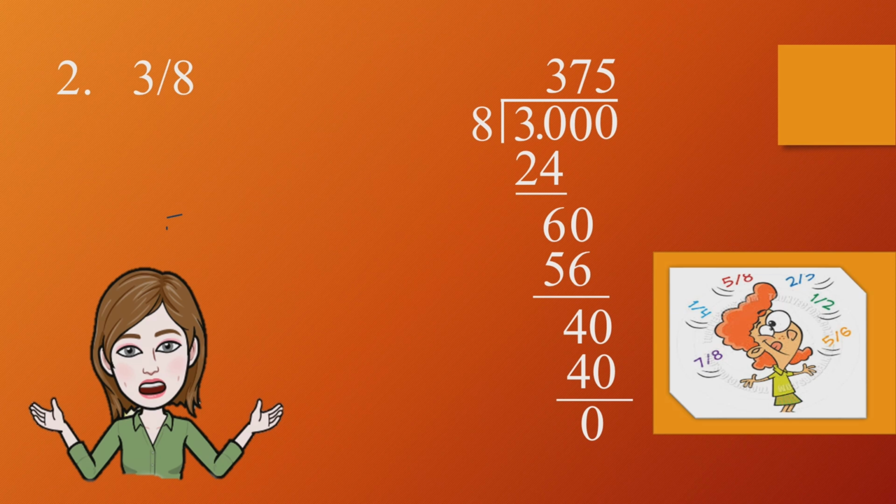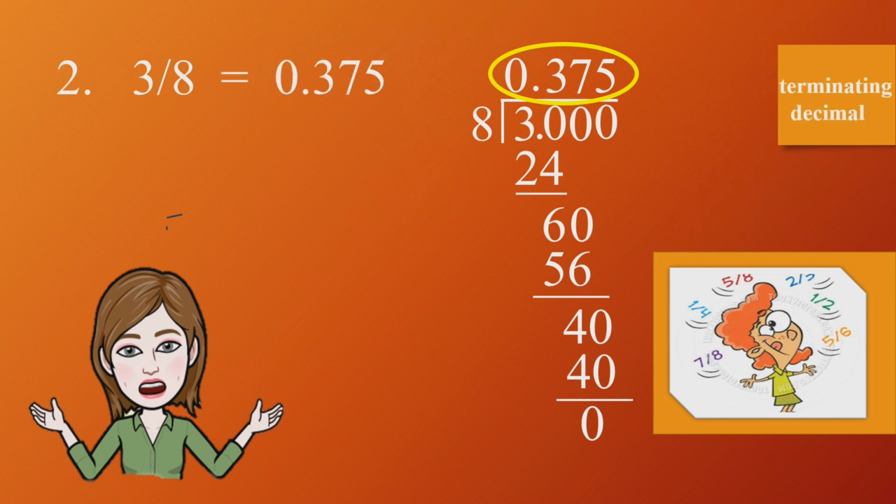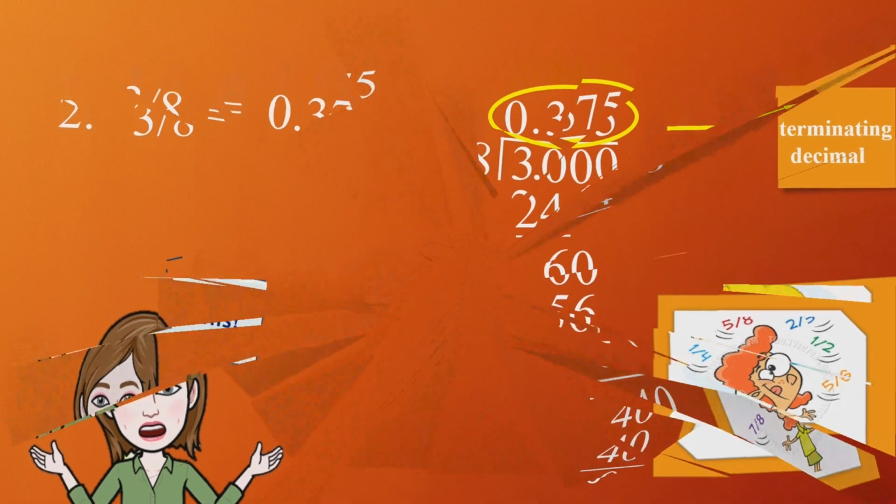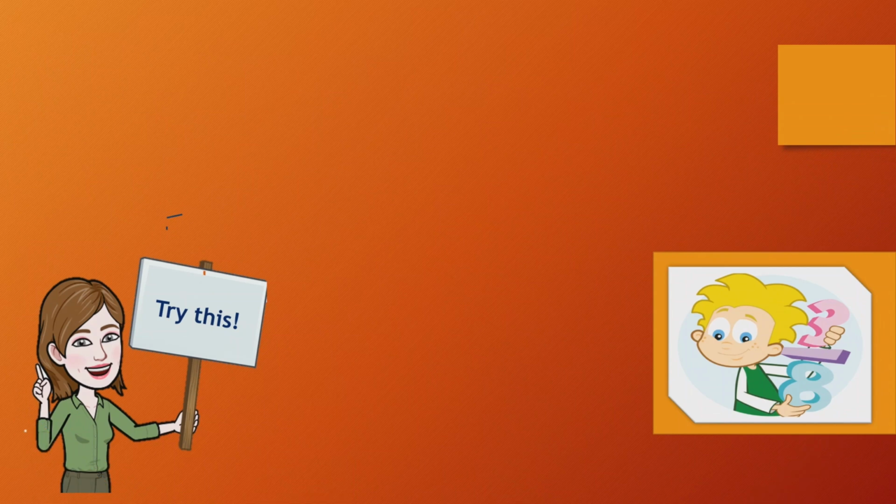So let's put again the decimal point before 3 and let's have 0. So the final answer is 0.375. Again, that is a terminating decimal. Now class, let's have example number 3. We have 5 over 3. So that would be 5 divided by 3.